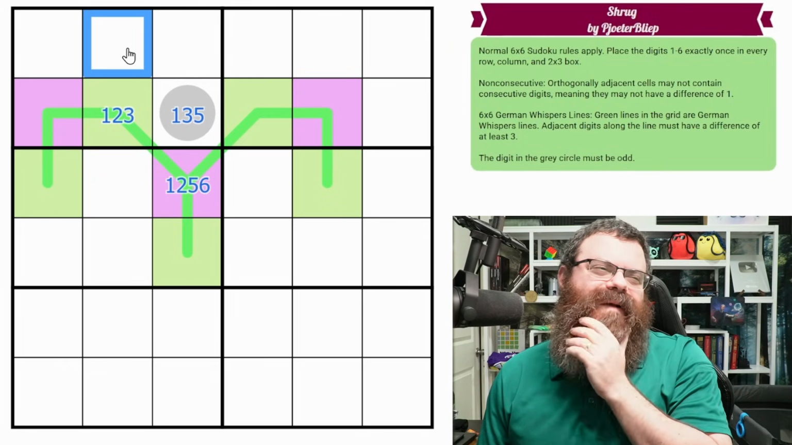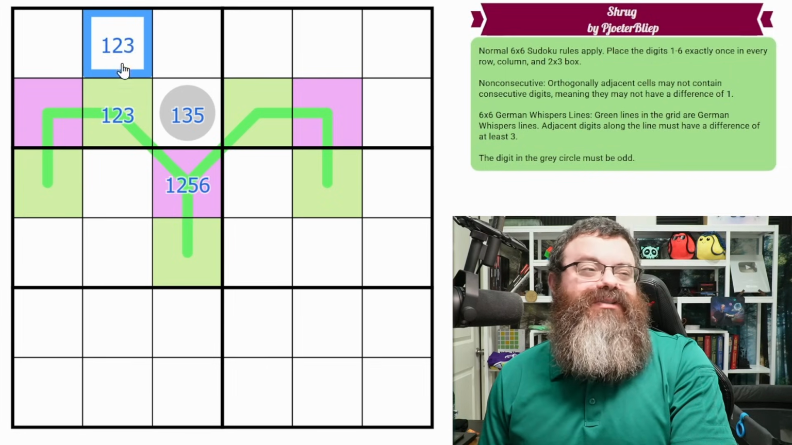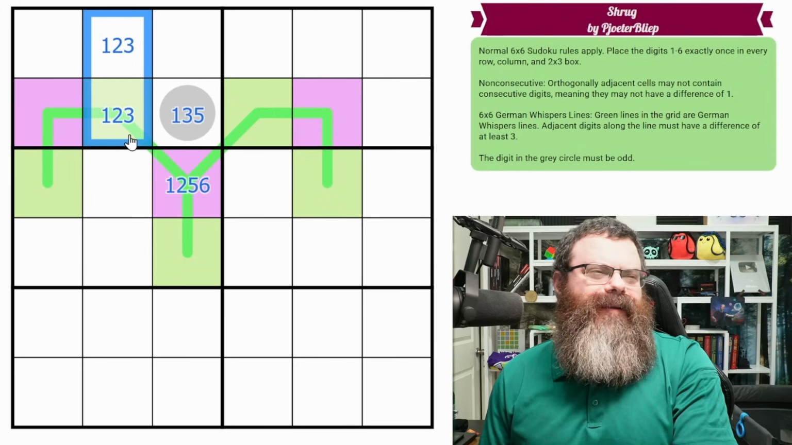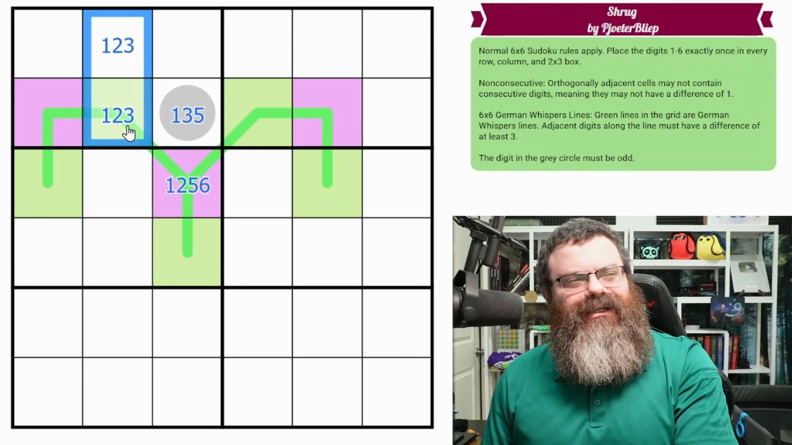Well, a 1, 2, 3 next to a 1, 2, 3 can't have a 2 in it. It has to be a 1, 3 pair. That's kind of my point, because if it had a 2 in it, the 2 would be consecutive with the 1 or the 3 that was next to it.